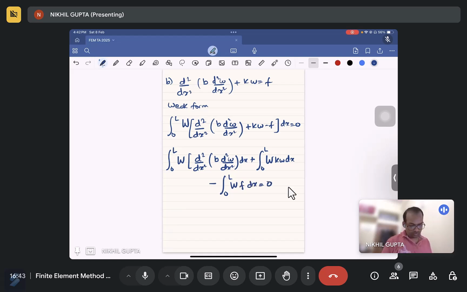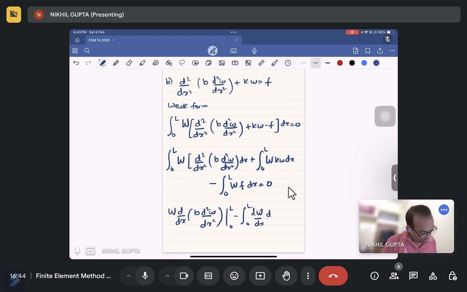When you combine it by doing integration by parts, you will get w d by dx of d2w by dx2 evaluated from 0 to L, minus the integral from 0 to L of dw by dx d by dx of d2w by dx2 dx.